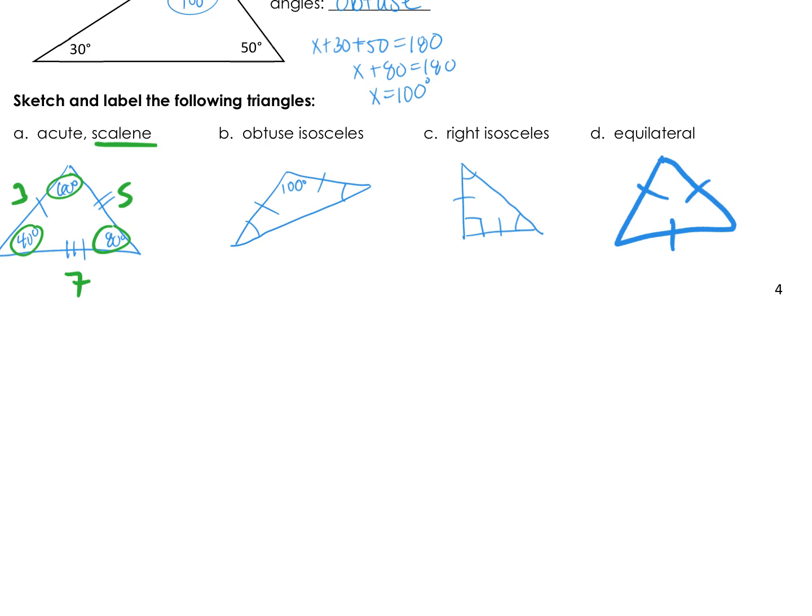Obtuse isosceles, I have my legs marked congruent, and I have an obtuse angle. The obtuse angle has to be the vertex because I can't have two obtuse angles in a triangle or they're going to add to more than 180. Right, similar for the right isosceles, I needed a right angle in there, which also is going to be the vertex angle. And then I have my legs marked congruent as well as my base angles.